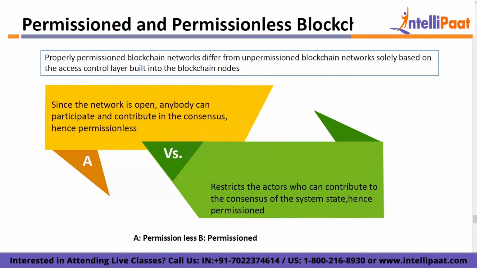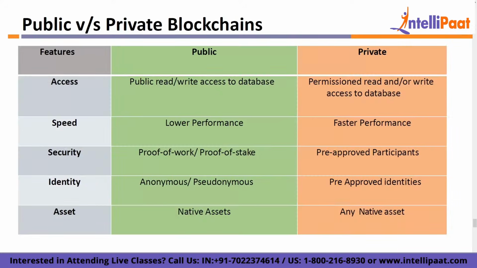So in permissionless, since the network is open, anyone can participate and contribute in the consensus, hence it is called permissionless blockchain. Versus the permissioned blockchain, which restricts the actors who can contribute to the consensus of the system state, hence this is called permissioned. Any actor needs to behave within the permissions assigned to it, and can perform actions according to that only. So based on these, public and private blockchains can be differentiated and categorized as per the below chart and against the below properties.